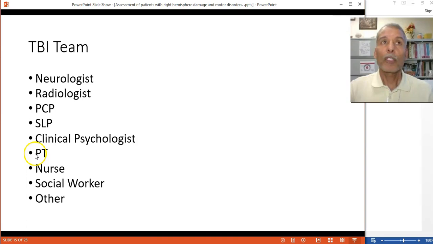So physical therapy, nursing, social work, and other professionals based on the need. For example, if the need involves the cochlea, that means you would have an audiologist, for example. So it depends, but these are generally the typical people who make a TBI team.